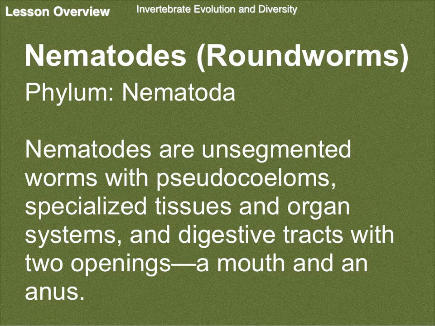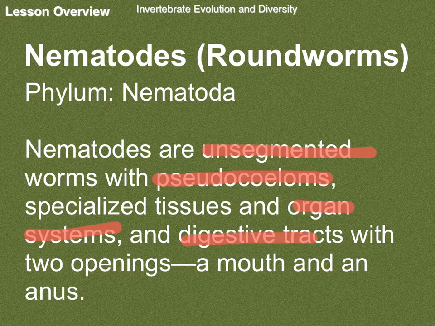All right, next phylum are nematodes. So this is Nematoda. These are the roundworms. So we have flatworms and roundworms, very different. Nematodes are also unsegmented. They have a pseudocoelom. So unlike the flatworms, which are acoelomates, these are pseudocoelomates. They have specialized tissue. They have organ systems, a digestive tract, and they have 2 openings. They have a mouth, and they also have an anus. They're pseudocoelomates, so you do have somewhat of a coelom there.